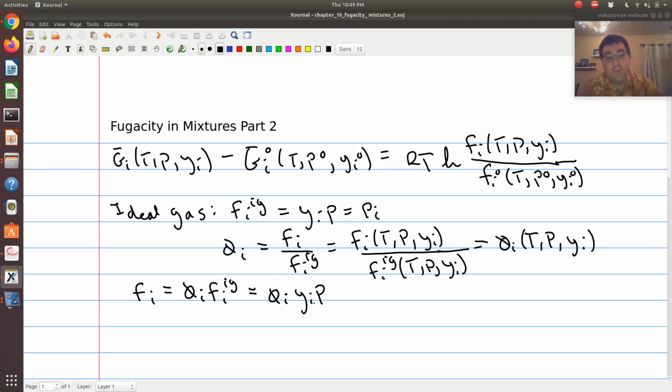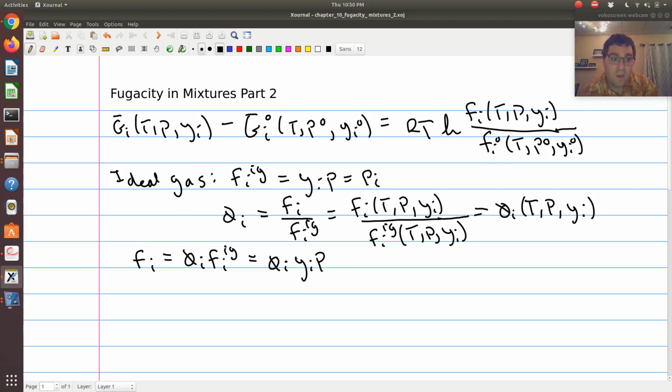So I expand my fugacity as a correction factor times that of an idealized state. If I can assume, say, that my state is an ideal gas, well then f_i is just y_i P, and my correction factor is just 1. Good, beautiful, right? See that in the ideal gas limit, phi is just equal to 1.